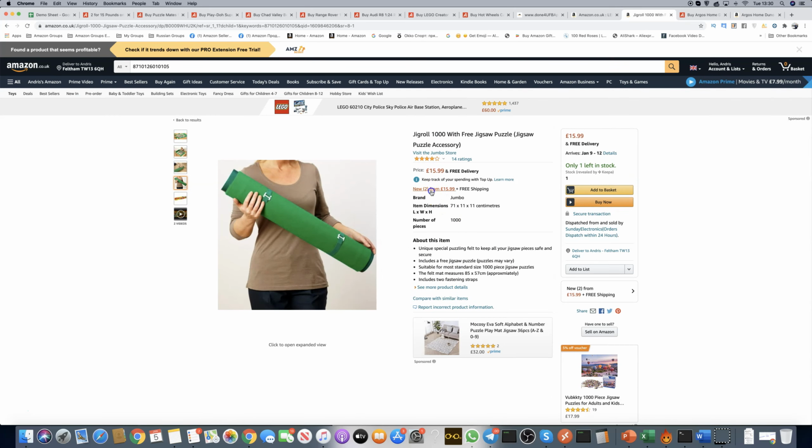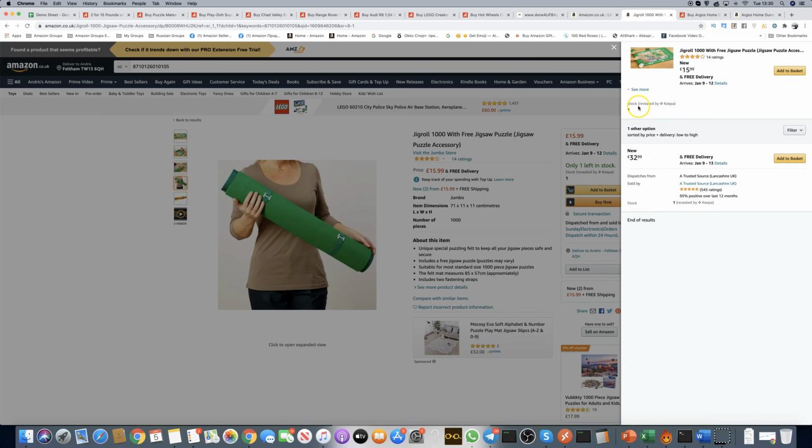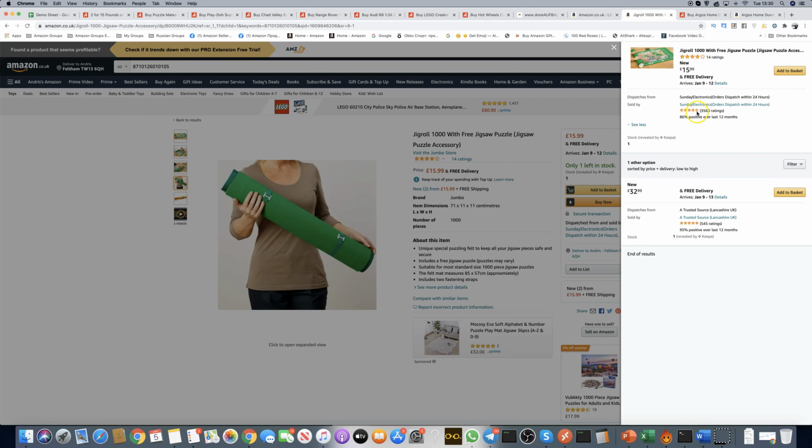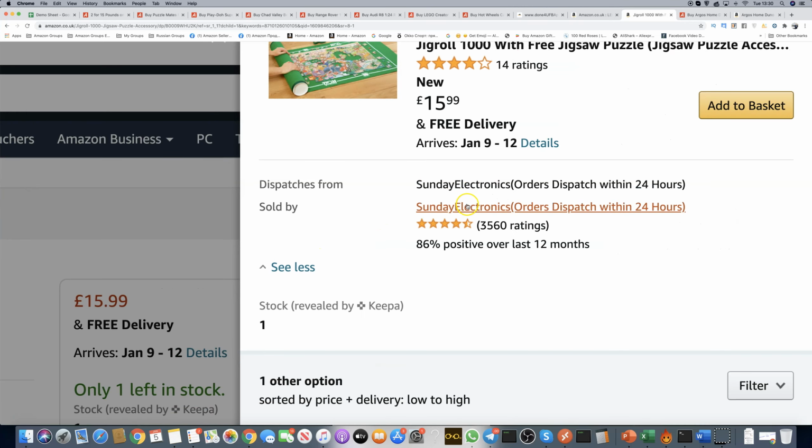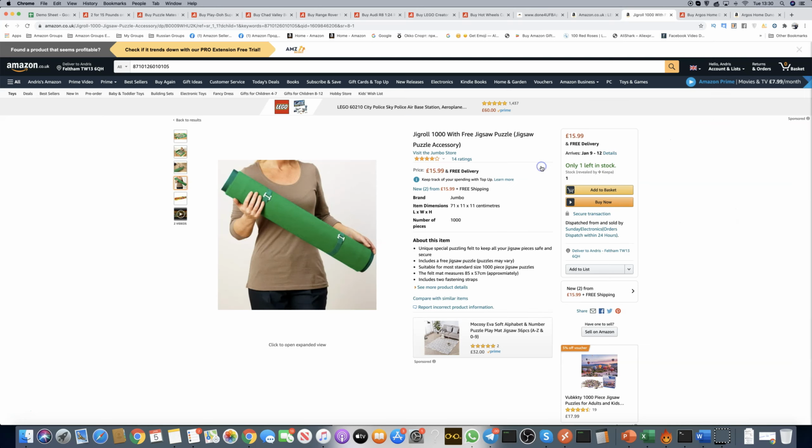It will sell. It actually will sell, and it will sell for good profit because it's $15.99, lowest seller. He's not even an Amazon FBA seller. He's just a normal seller, you see? Sold by themselves and dispatched from themselves. There's no Amazon FBA, okay? He's a merchant fulfilled seller, okay?